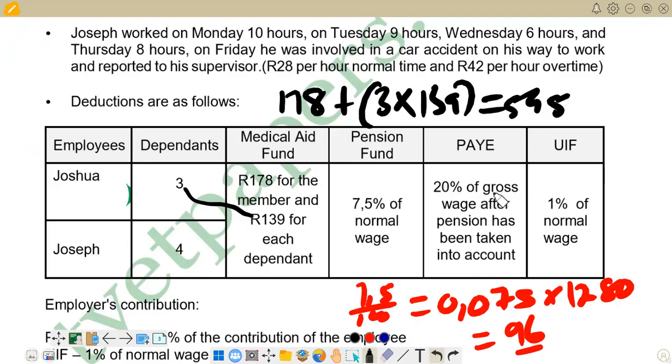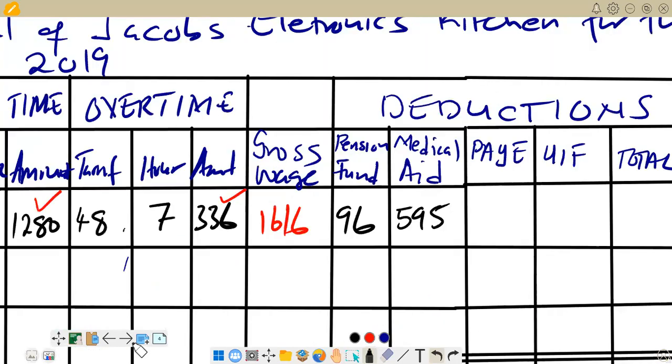So what does it mean? We are going to the figure for gross wage. We subtract pension. And then the answer that we get is multiplied by 10%, which is 0.1 as a decimal. So you can go and check those figures. There, our gross wage is 1,616. Then our pension is 96. So we're going to say 1,616 minus 96. The answer that we get, we multiply by 10%.